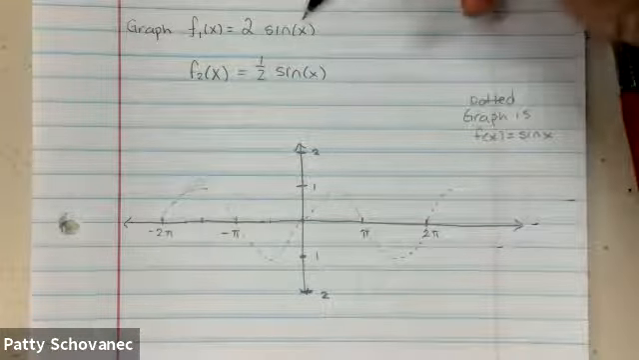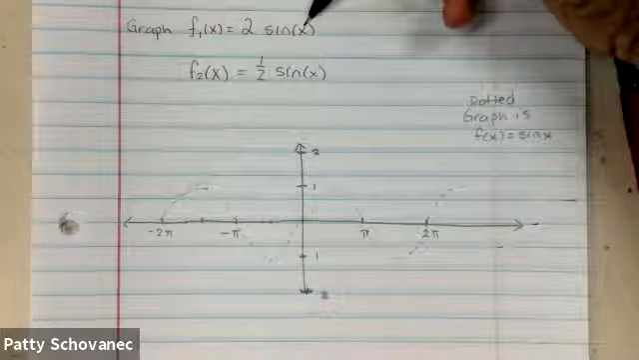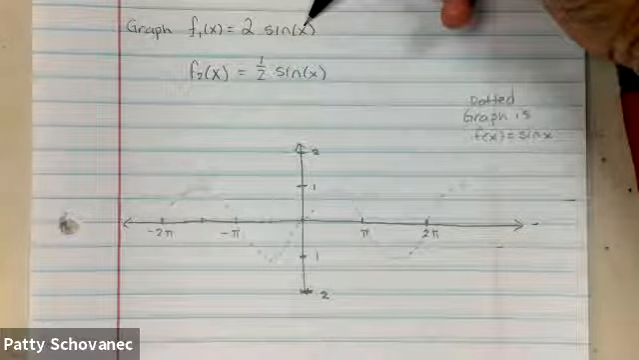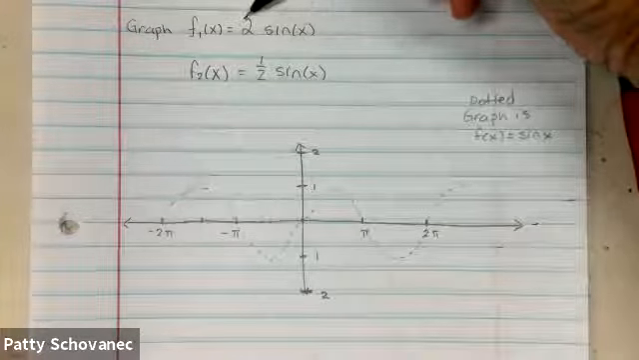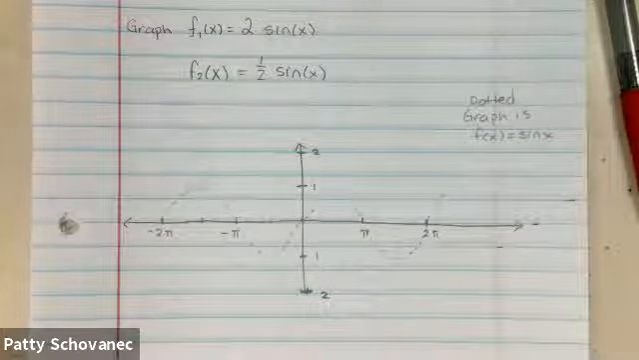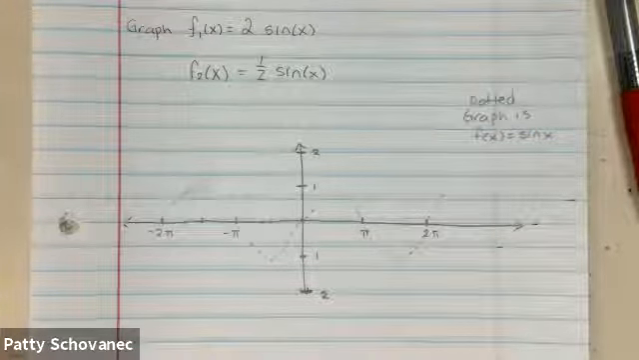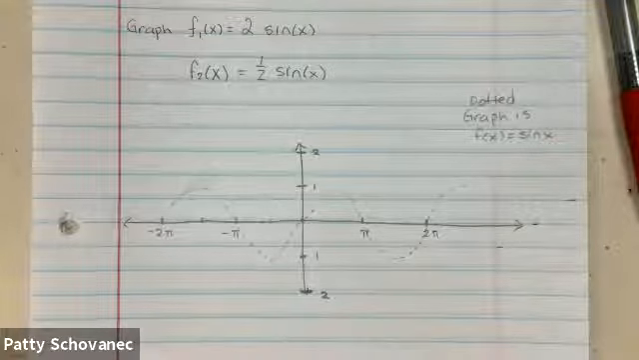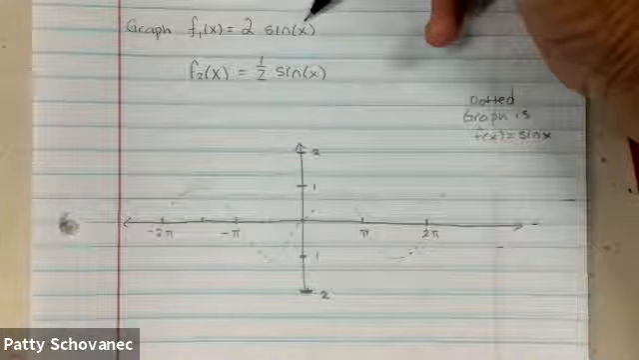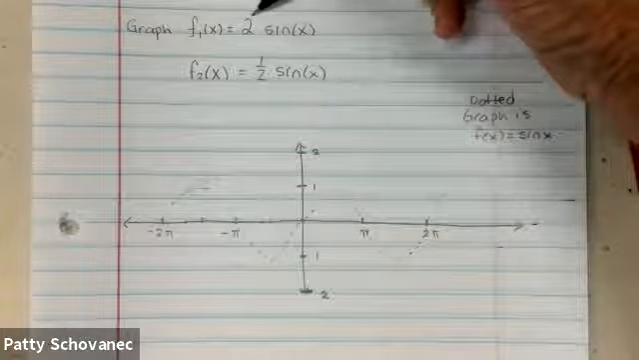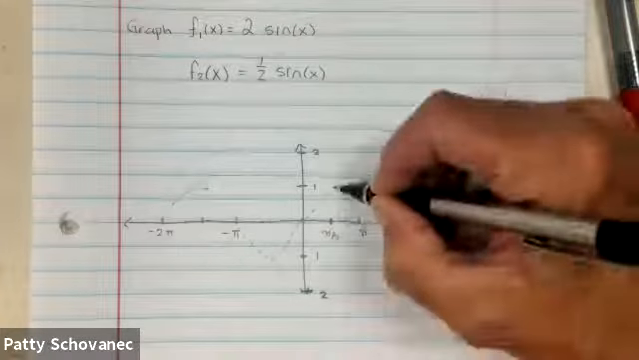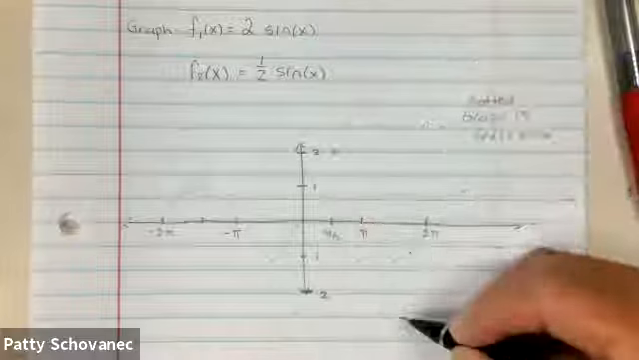Now in this graph, if x is 0, pi, 2 pi, sine of those numbers were 0. So if I multiplied 2 by 0, I still get 0. So it's not moving any of those intercepts. Now the sine of pi over 2 is 1. So if x is pi over 2, this graph now has the ordered pair pi over 2, 2. Here's pi over 2 right here. This graph took that point and put it up to here.